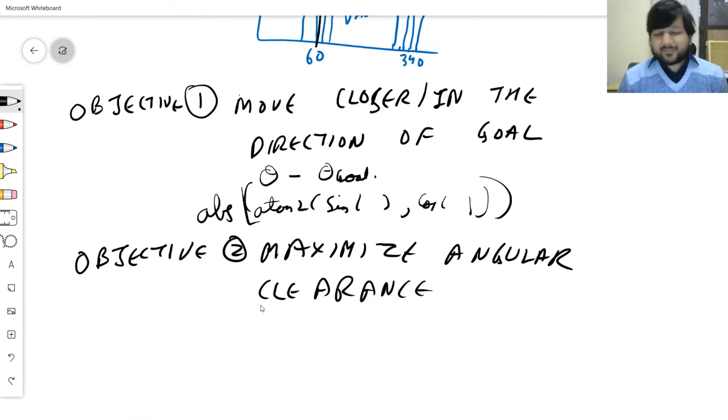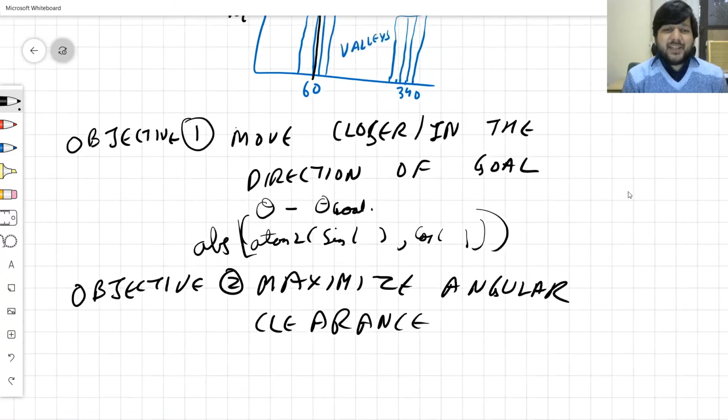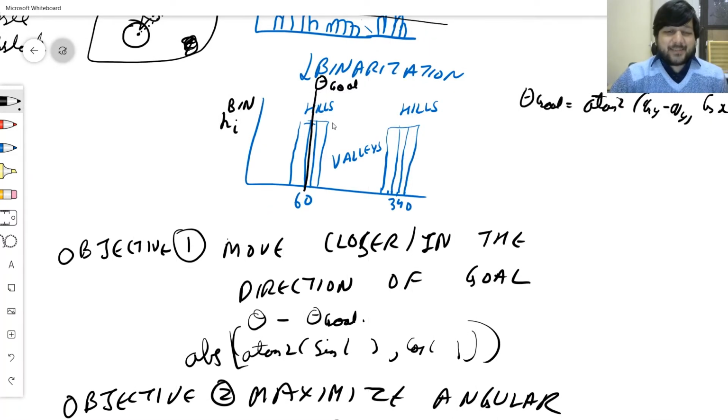So what that means is that I want to be as far away from these valleys as possible, from these hills as possible. So this is okay, it's free, but then it's very close to the obstacle. This is better, this is better, this is better. This is again bad because it's close to this one. This is bad because it's close to this one. I want to be as far away from the valleys as possible, from the hills as possible.